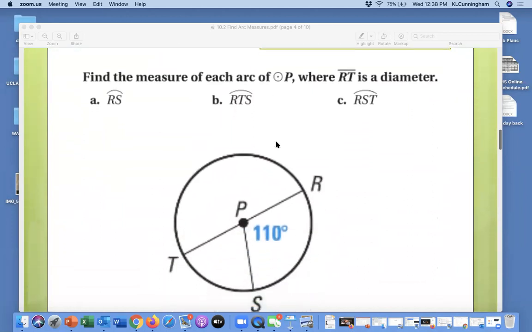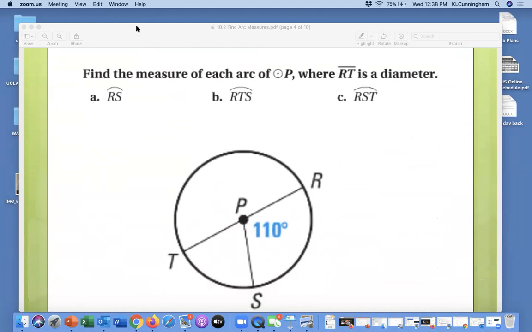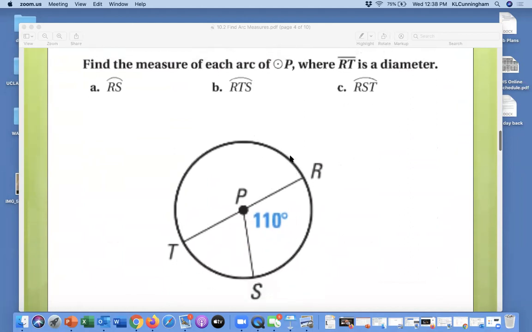Now this is asking us to find the measure of each arc of circle P where RT is a diameter. RT being a diameter tells me a lot. That means I have two semicircles. So I'm going to write down that this entire half is 180 degrees because you don't want to forget that. So this entire half is also 180 degrees. If this entire half is 180 degrees, 180 minus 110 makes this 70 degrees.